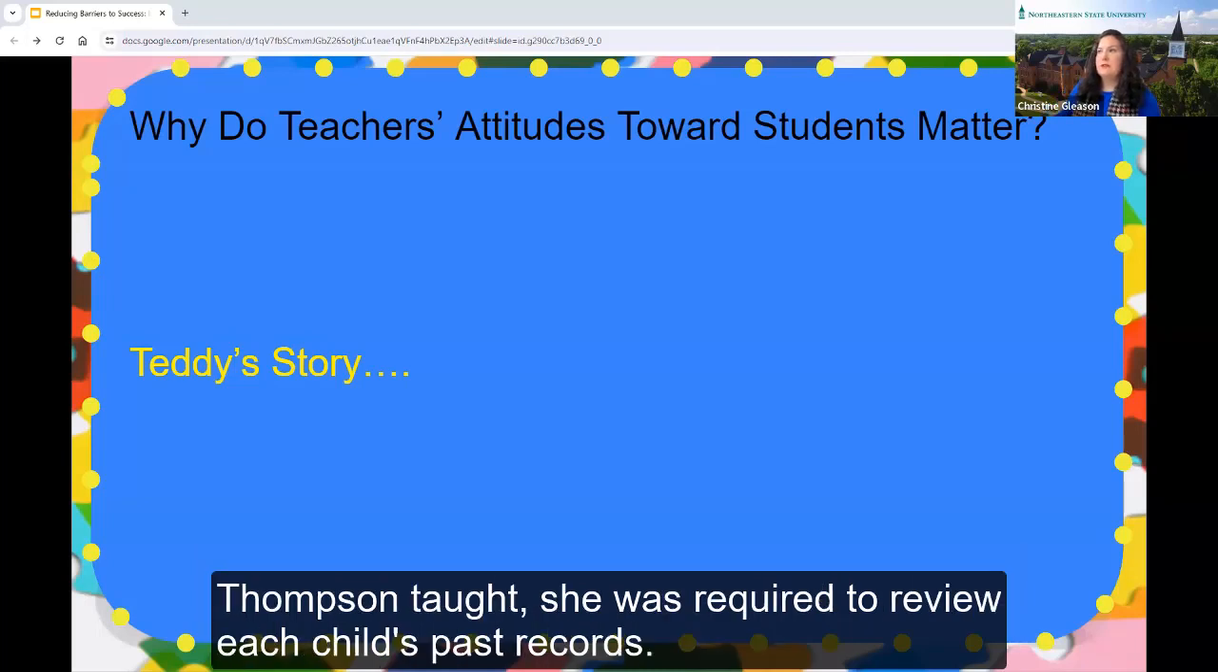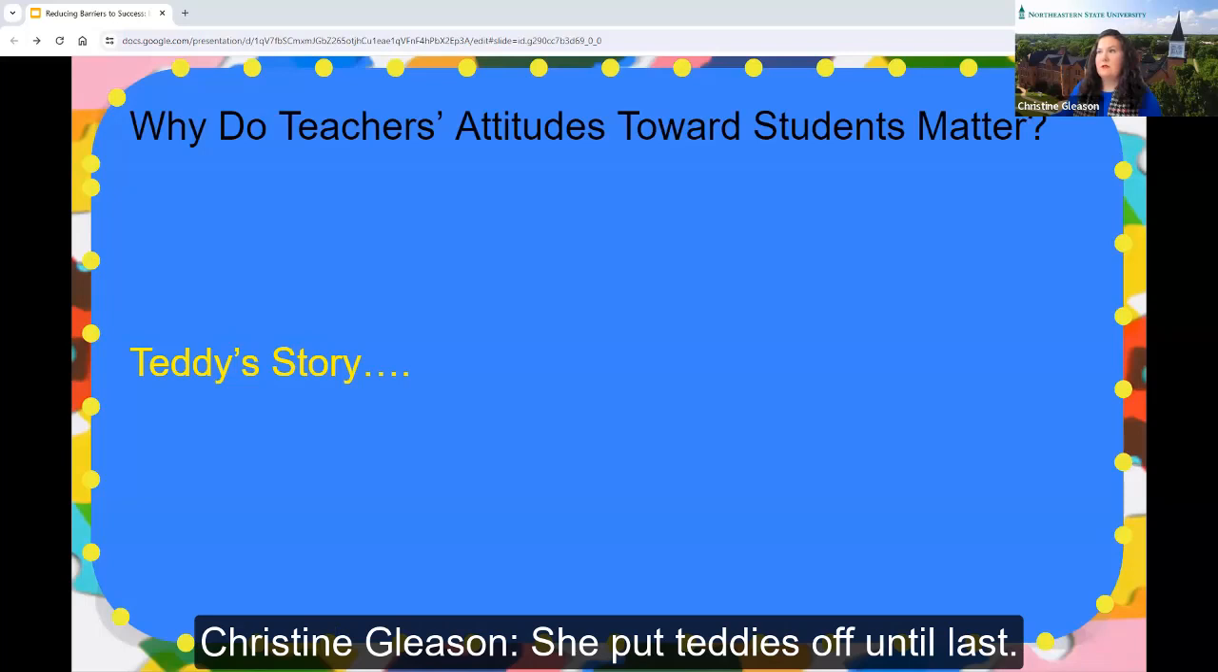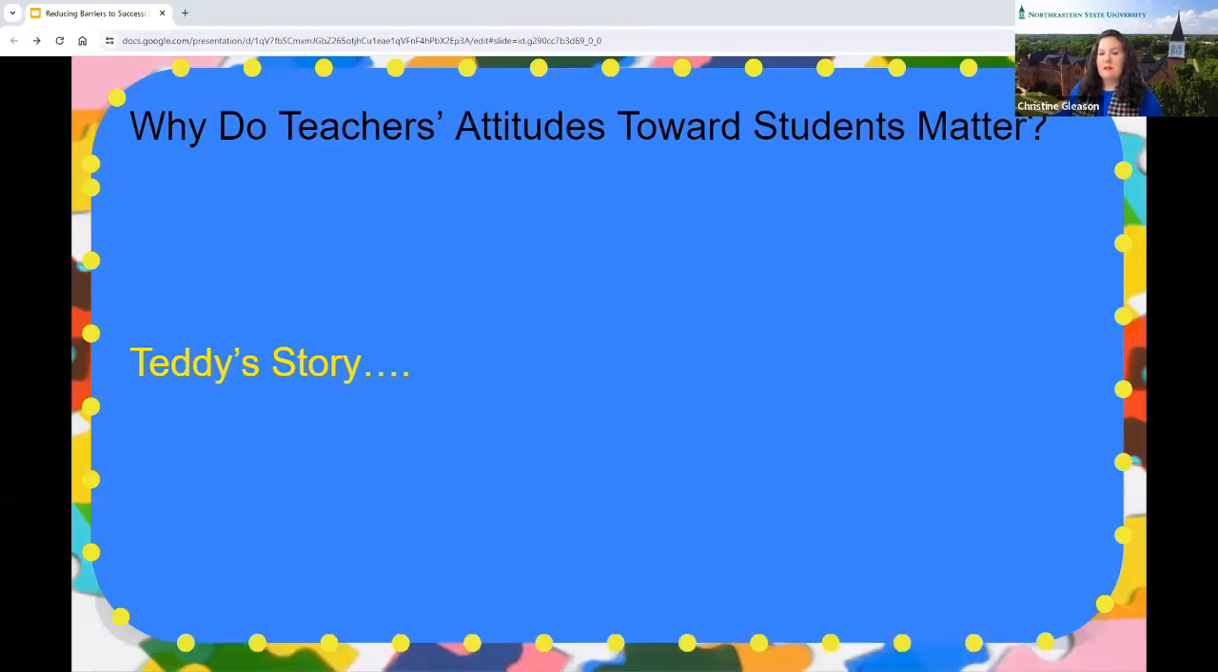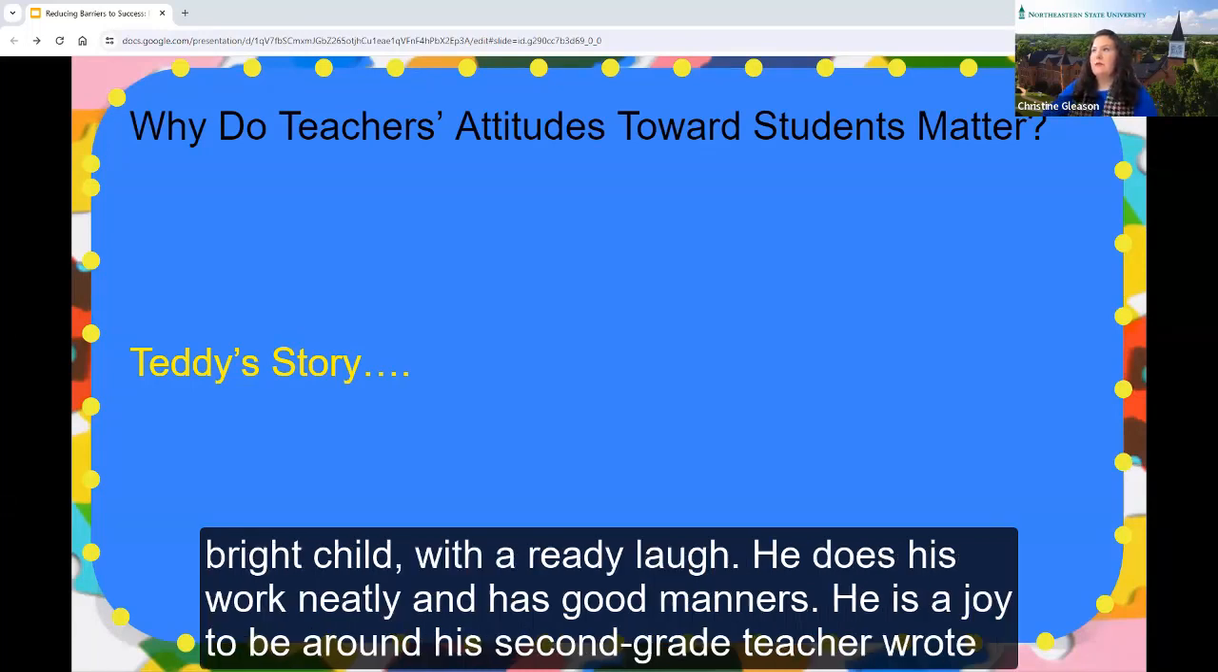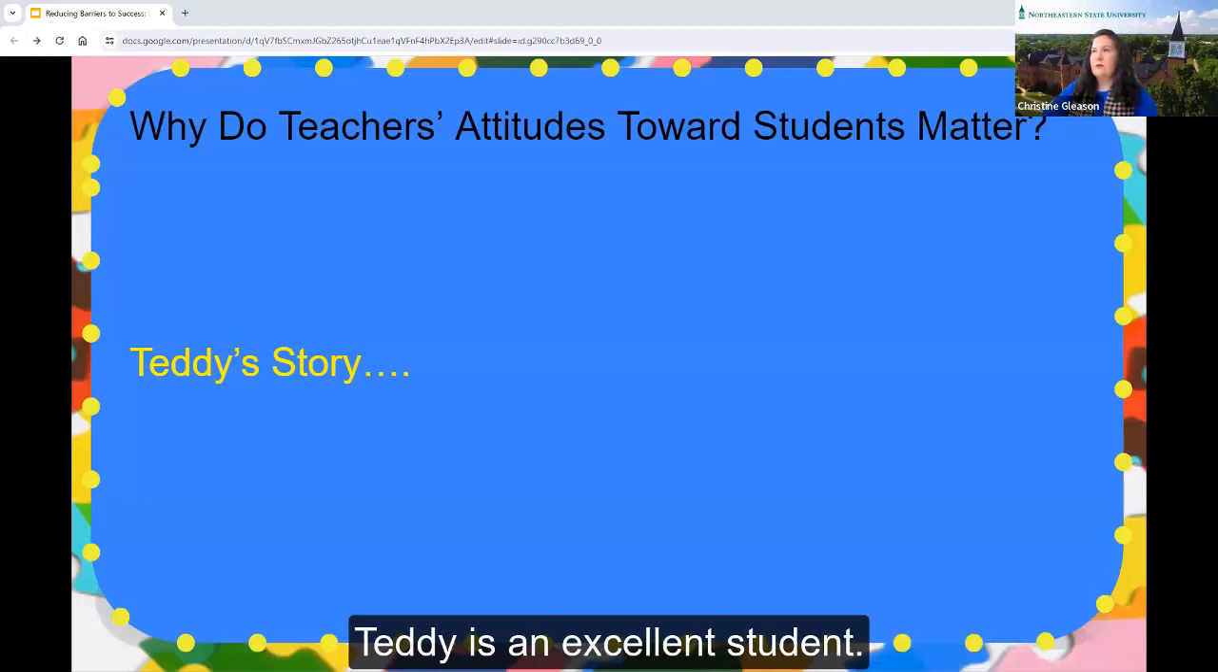At the school where Mrs. Thompson taught, she was required to review each child's past records. She put Teddy's off until last. However, when she reviewed his file, she was in for a surprise. Teddy's first grade teacher wrote, "Teddy is a bright child with a ready laugh. He does his work neatly and has good manners. He is a joy to be around."